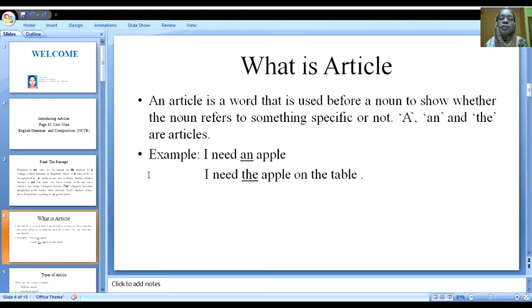There are some examples. I need an apple. Here the speaker does not want any specific apple. He can have any apple. And example number 2, I need the apple on the table. Here the speaker means that he needs the specific apple which is on the table.